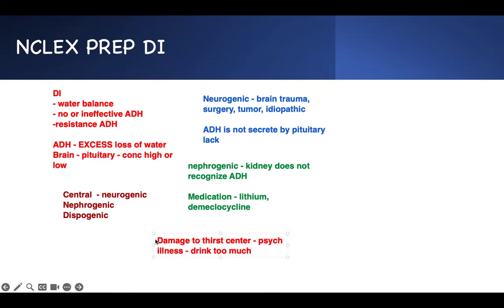And when you drink too much, a big excess fluid intake, it suppresses ADH. So this is what happened to them. So you have to know the difference: neurogenic, nephrogenic, and then a dipsogenic. That means your brain's thirst center is being destroyed because you drink too much and you have a psychotic problem.